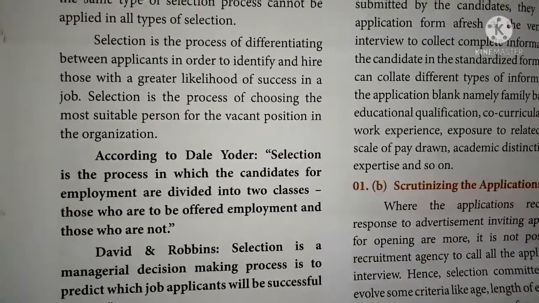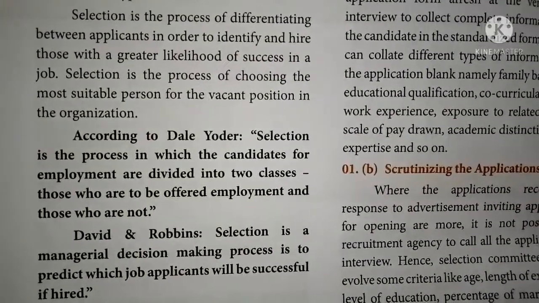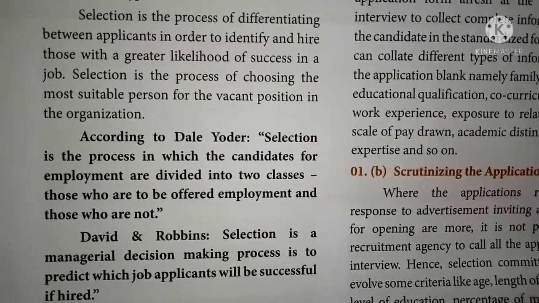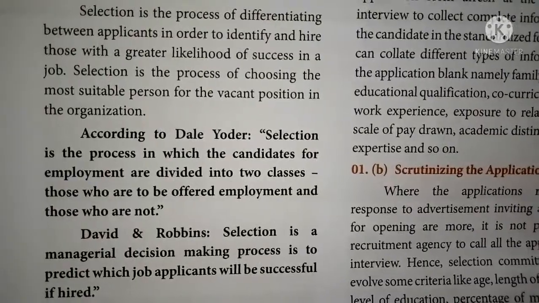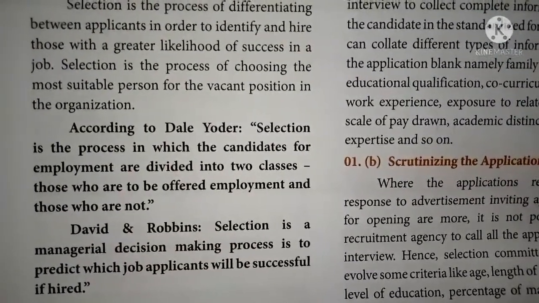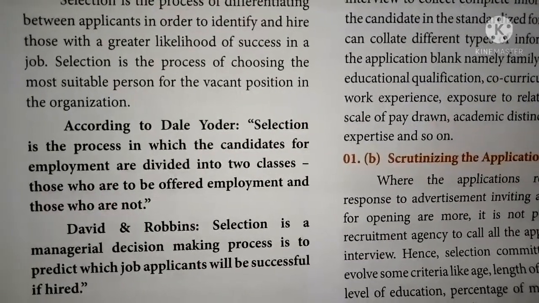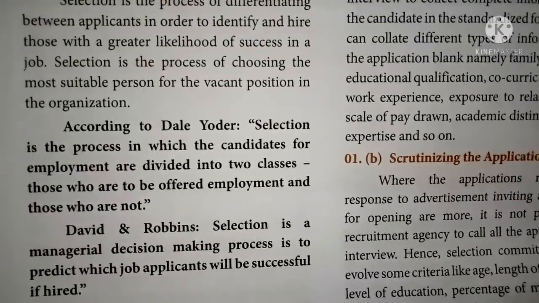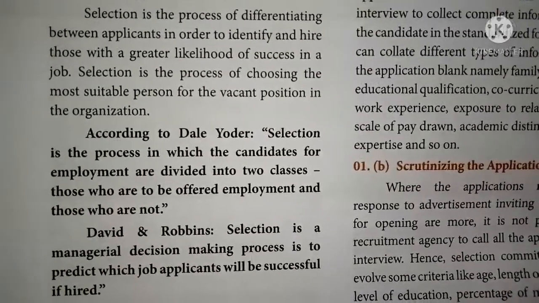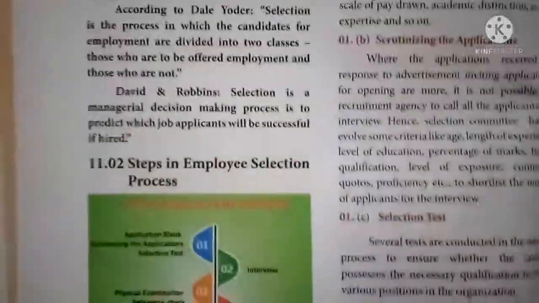So in the case of David Robbins, selection is a managerial decision making process, to predict which job applicants will be successful if hired. So while the selection process is going on, it is one of the managerial decisions taken by the organization in order to find a suitable person for the right job in an organization.